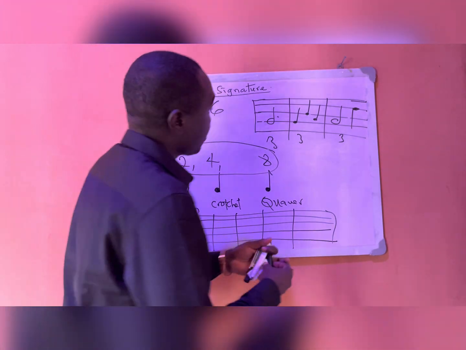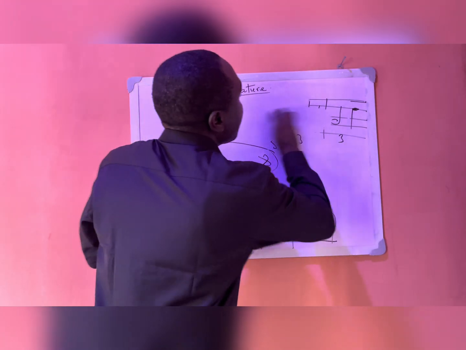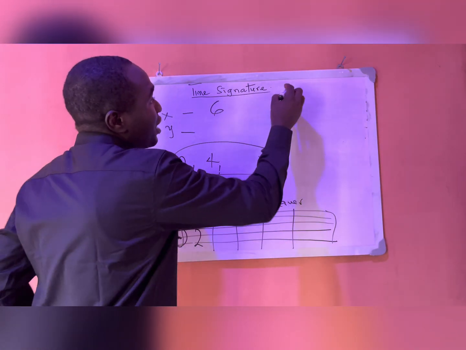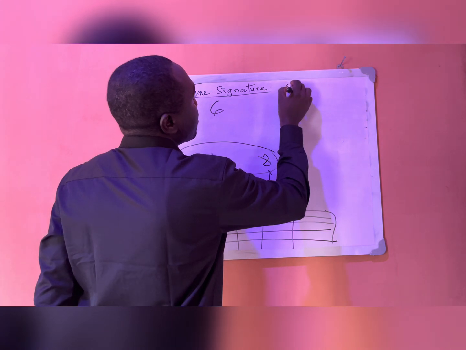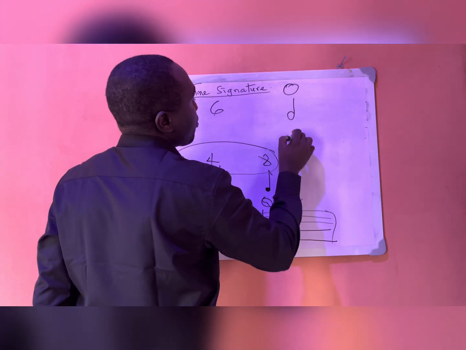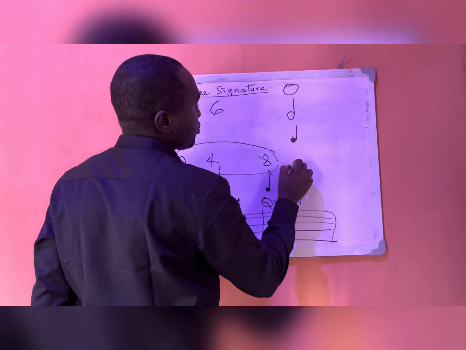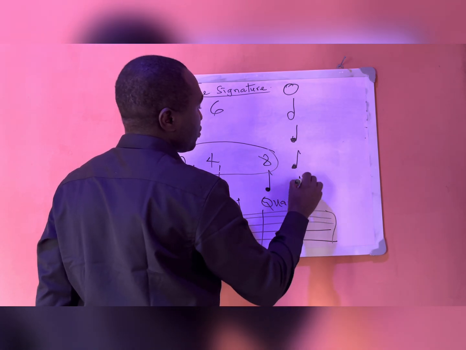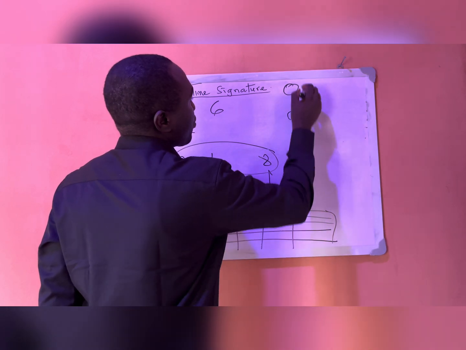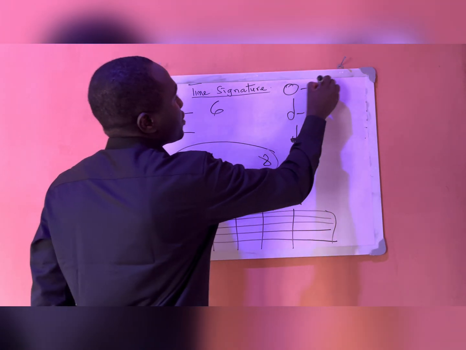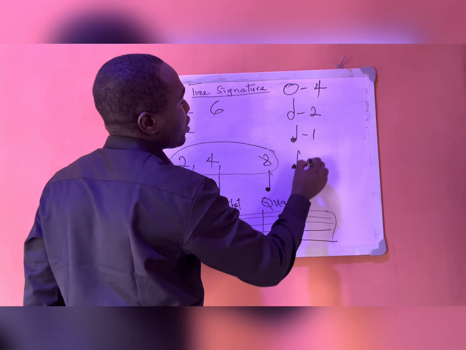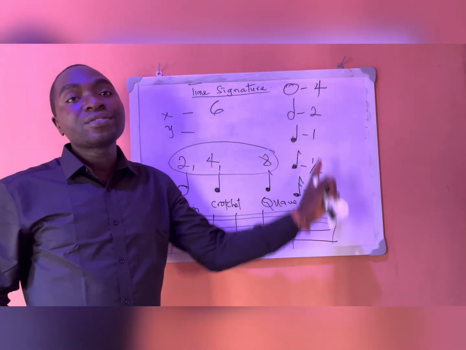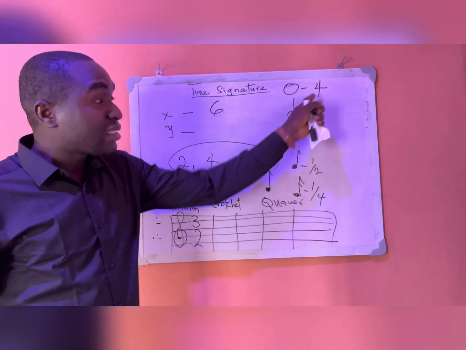Let me go back to it again. Don't be confused. Let me take our mind back to the notes we have. So this is 4, 2, 1, half, 1/4. These are the kinds of notes we have, and these are their values.